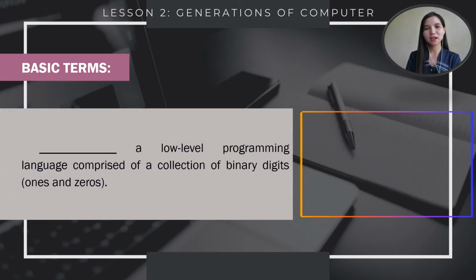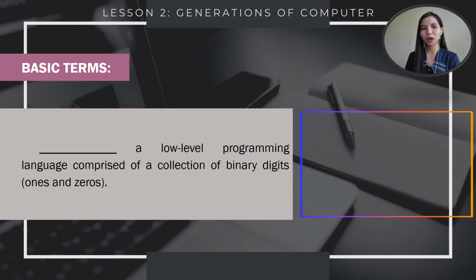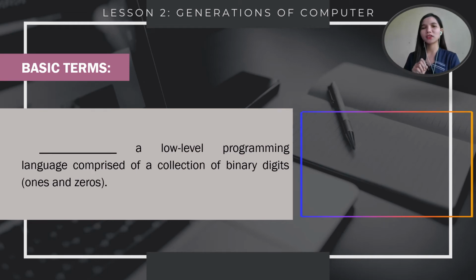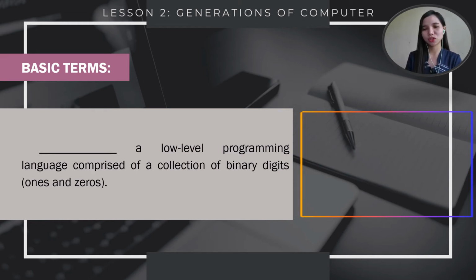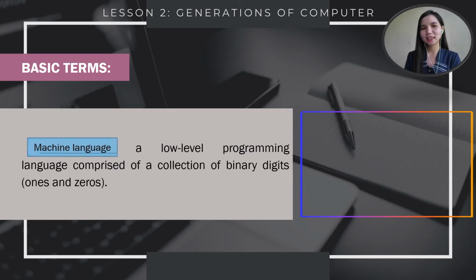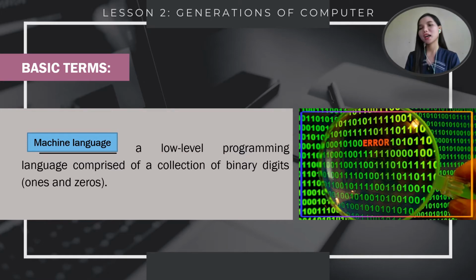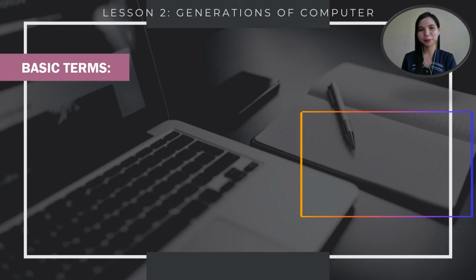Next, we have blank, a low-level programming language comprised of a collection of binary digits such as ones and zeros. So you can see, guys, 1, 0, 1, 0, 1, 0, 0, 0, 1, and so on. These are called binary digits. It is used as a machine language, which the computer can read. Let's proceed to the next basic term.